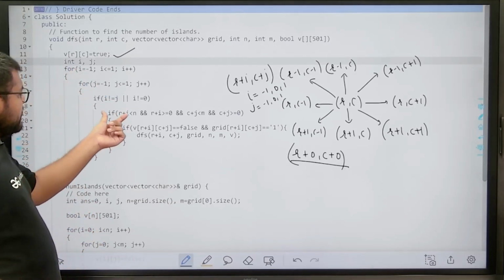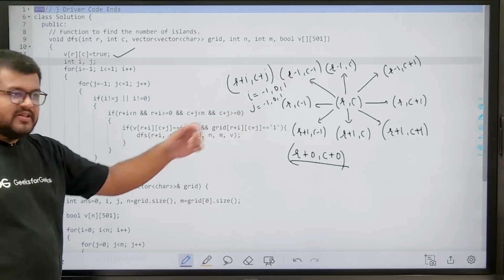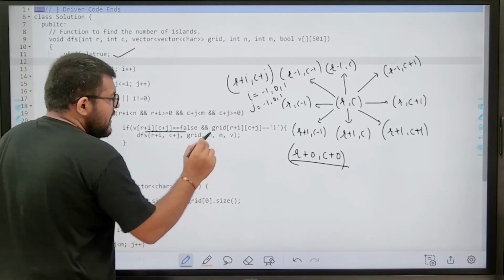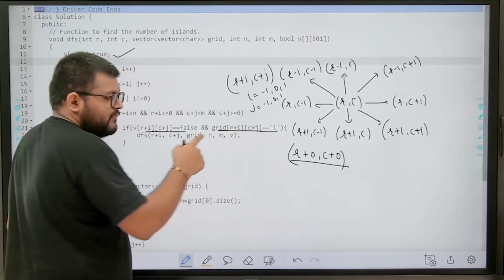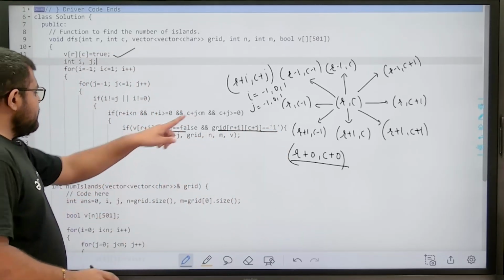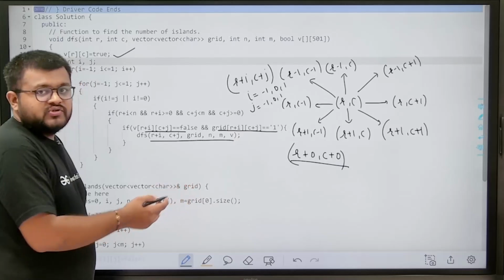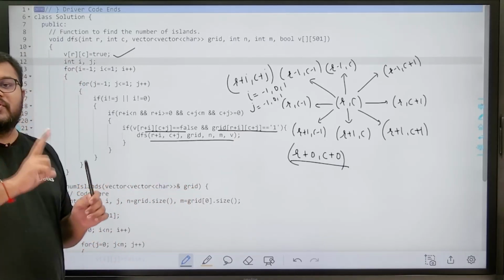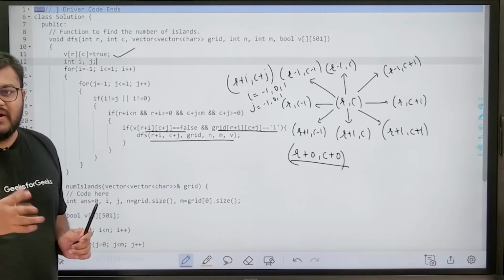So first of all, we'll check whether that adjacent cell is within the boundaries. If it is within the boundaries, it should not be visited before and the value of that cell should be 1. That should be land. Only then we will call a DFS on it. Okay, so it will count all the adjacent ones which form an island, and the number of times DFS is called will be equal to the number of islands.